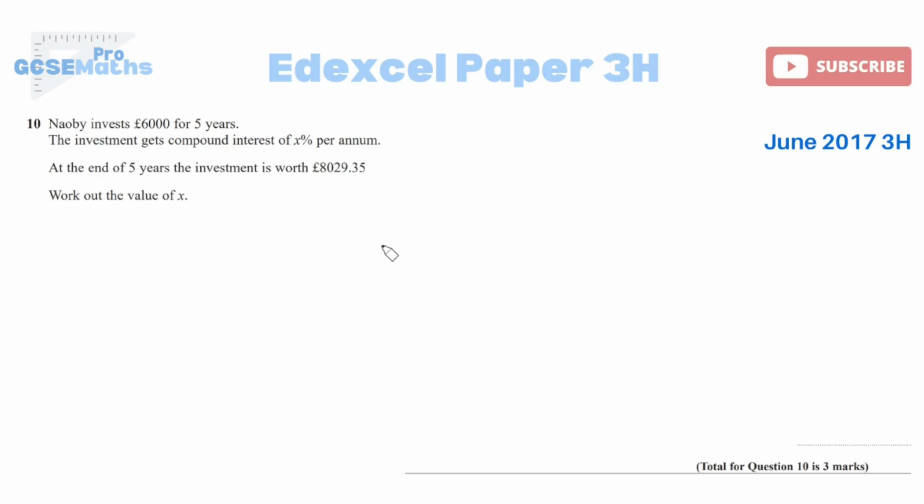So we're going to set up the exact same formula as before. Obviously now, because it's compound interest, the money is going to be increasing over time. So we're going to use the plus version. So you've got 6,000 times by 1 plus the percentage rate, which we don't know.